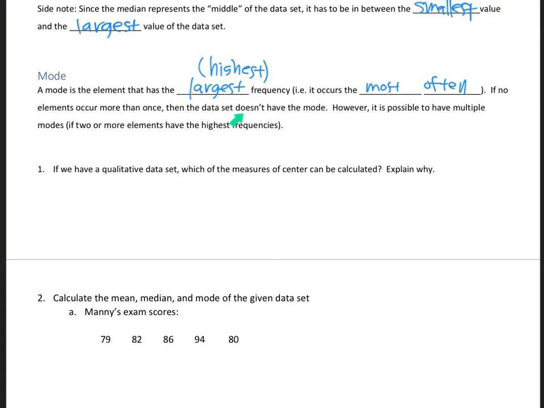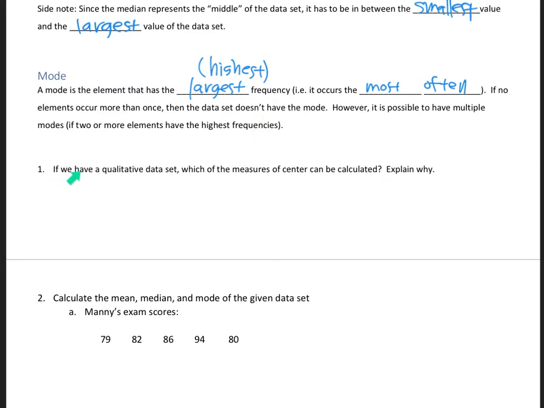And sometimes the data has multiple modes. If there are a bunch of numbers that happen multiple times and you have two numbers that occur the most often and they're tied, then we have two modes. So it is possible to have two modes, possible to have no modes. For mean and median, there has to be one exact number for the median and one exact number for the mean. So we don't have anything that has two different means. All right.